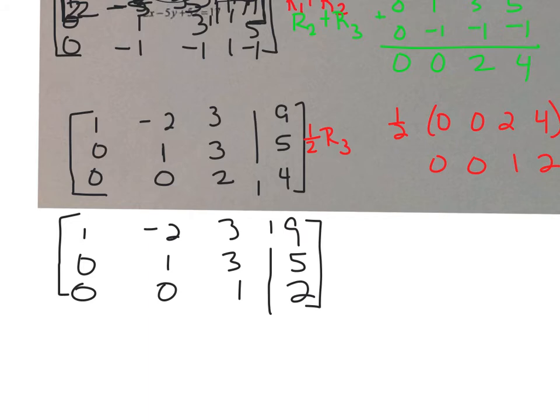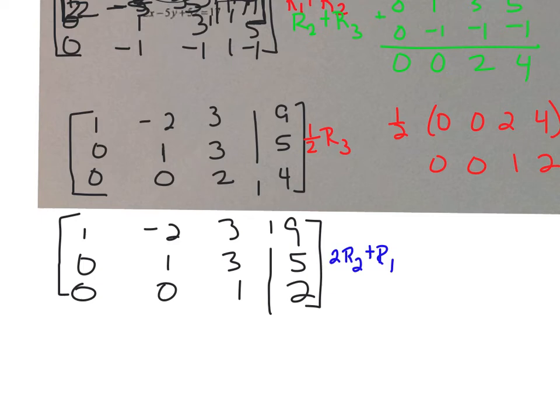Okay, so now I have it in row echelon form, right? I have my 1s on the diagonal and my triangle of zeros is over here. Now I need to get the triangle of zeros up top. So in order to make the -2 become a 0, I'm going to multiply row 2 by 2, so I get a positive 2, and add it to row 1. So it's going to be 2 row 2 plus row 1.